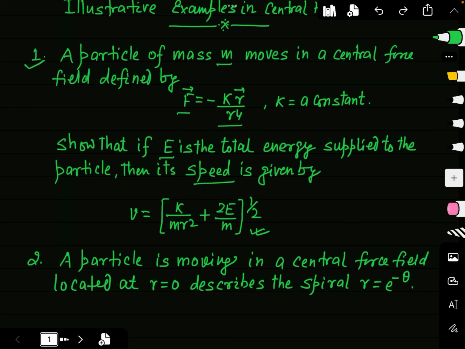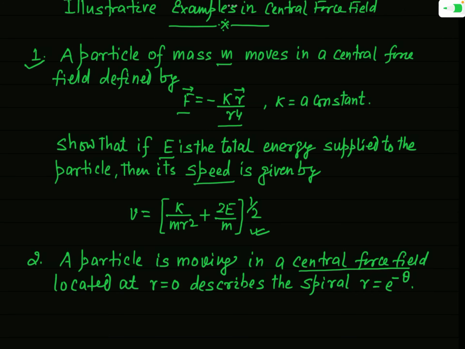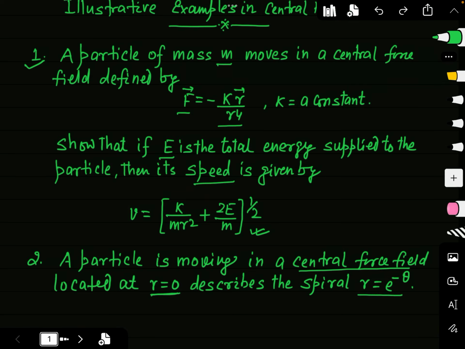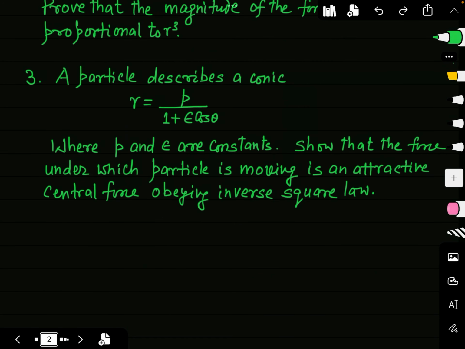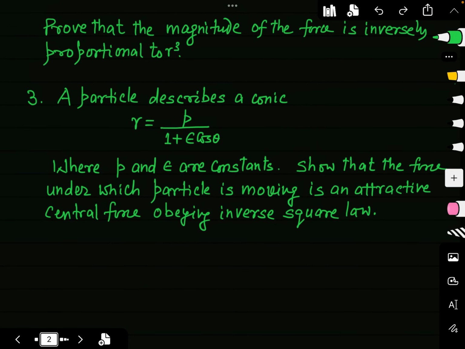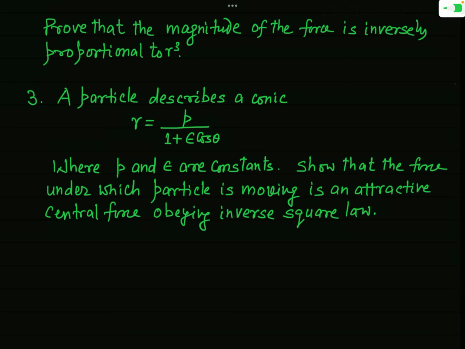The second problem says that a particle is moving in a central force field located at r equal to 0. It means r equal to 0 is the center of force. It describes the spiral r equal to e to the power minus theta. This is actually the equation of trajectory. And then we have to prove that the magnitude of the force is inversely proportional to r cube.